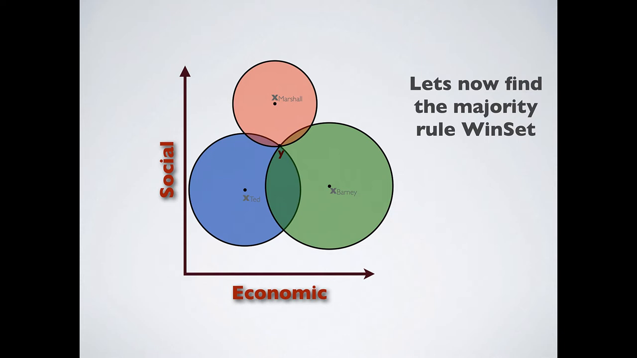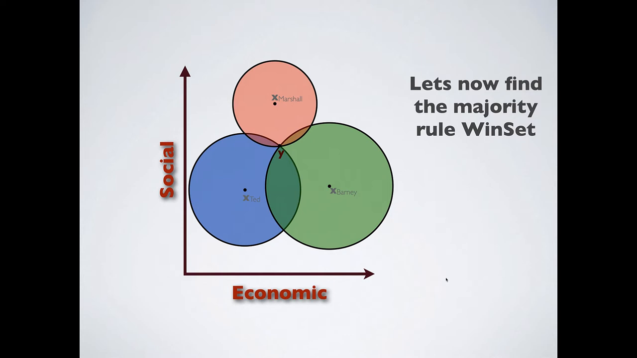All right, so here are our three voters. What is the majority rule WinSet? We have everybody's preferred-to set. Now we have to figure out how many of them need to overlap to have a majority, the minimum. We need at least two. Take three, divide by two, you get 1.5, round up to the nearest integer, it's two. For a simple majority, we need at least two people to prefer things. So I want to know the set of things that at least two people prefer. That is the majority rule WinSet.